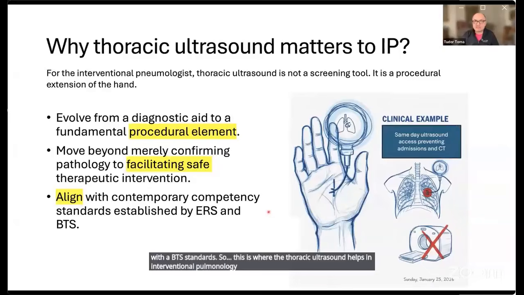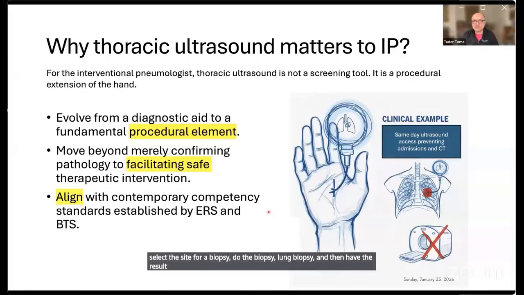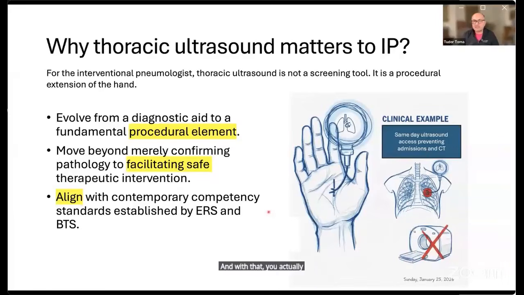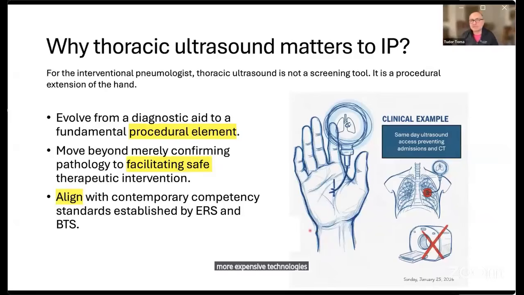And one basic example is when you have the possibility to do very quickly an ultrasound, then you can select the site for a biopsy, do the lung biopsy, and then have the result or discharge the patient very quickly. And with that, you actually limit the need for an admission. You limit the use of other more expensive technologies like CT-guided biopsy. And this is just one of the examples.